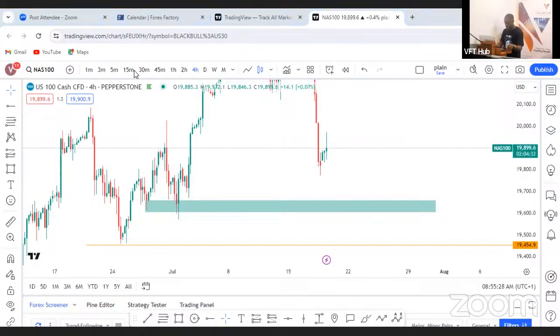Oluwaseyi said profit taking on major tech stock caused the sell-off. Exactly, yes.